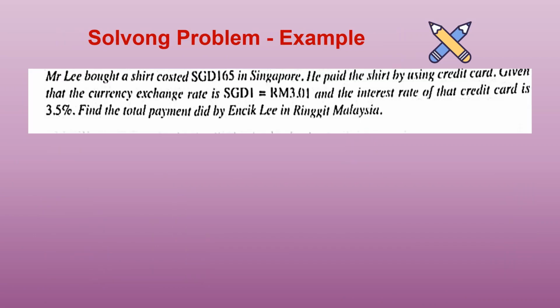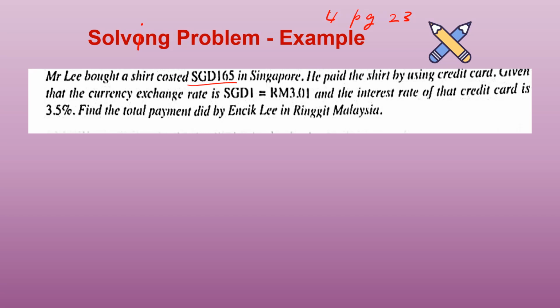Okay, let's see another example. Okay, this is solving problem. Okay, actually this is number 4, from page 23. All right. So let me read for you. Mr. Lee bought a shirt costed Singapore dollar 165 in Singapore. Okay, this is the price.